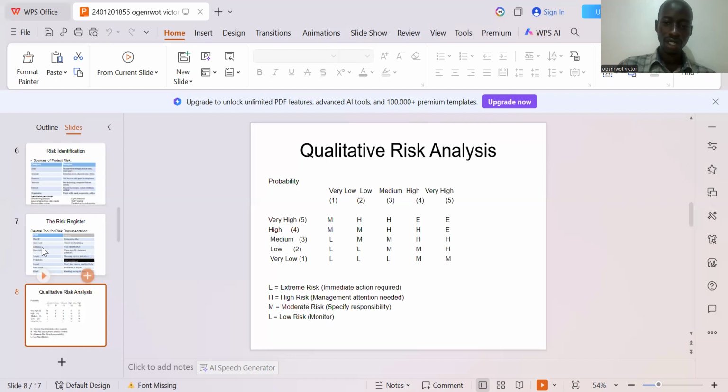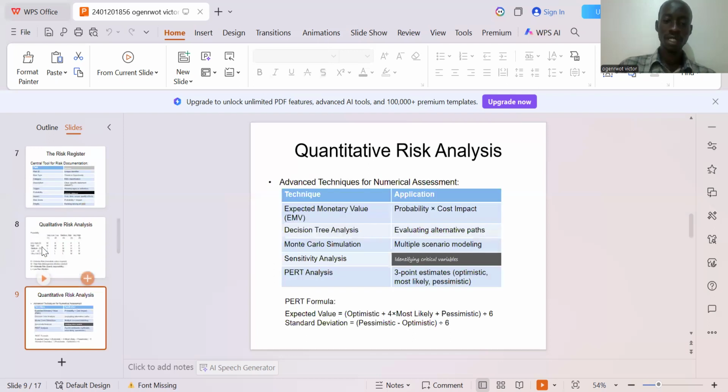Here is a smaller table showing how risks are graded from very low risk up to high risks. This is what you can use for mapping your risks in a qualitative risk analysis. Extreme risks, H standing for high risk.